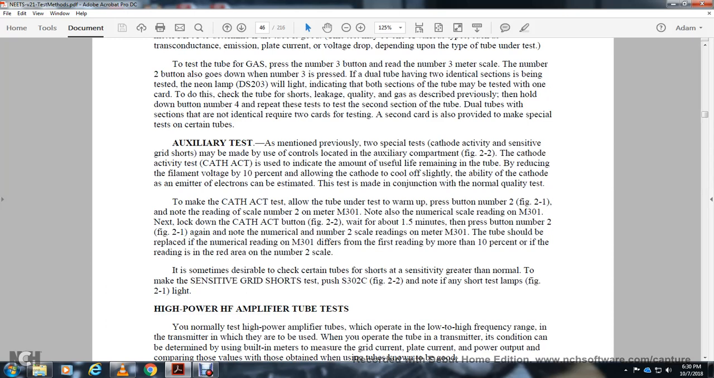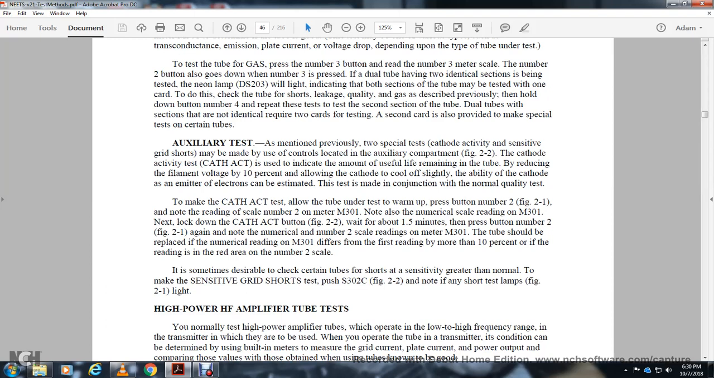Number 2, figure 2-11. Note the reading of the number 2 scale on meter M301. Note all the numerical scale readings of the M301. Now lock down the cathode activity button and wait about 1.5 minutes, then press the number 2 button again and note the numerical number 2 scale reading of meter M301. The tube should be replaced if the numerical reading on M301 differs from the first reading by more than 10%.